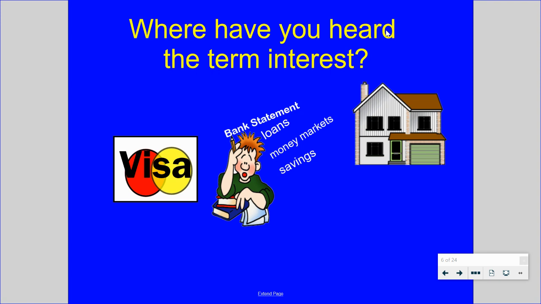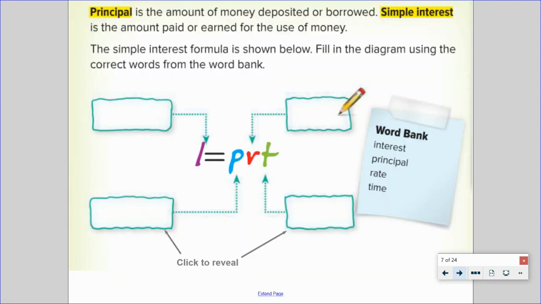Where have you heard the term interest? Maybe you've heard the term with bank accounts. Maybe you have a savings account. Maybe you've heard the term with loans, borrowing money, and how much you will have to pay back. Perhaps you've heard the term interest with money market accounts, bonds, stocks, any kinds of savings. So interest can be a good thing or it can be a bad thing.